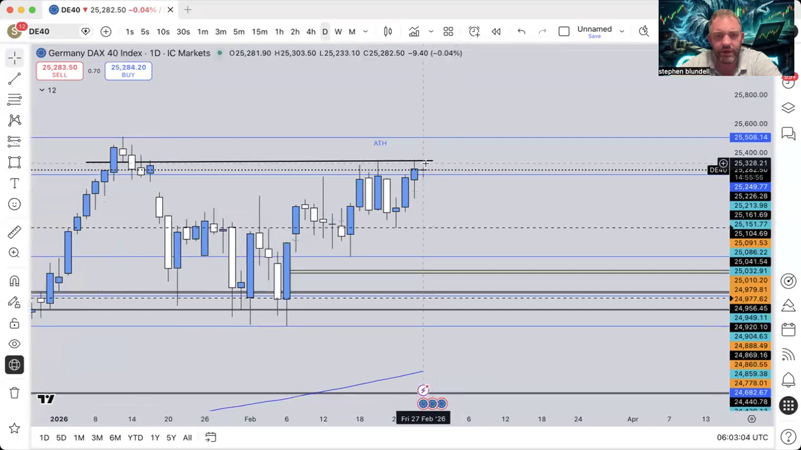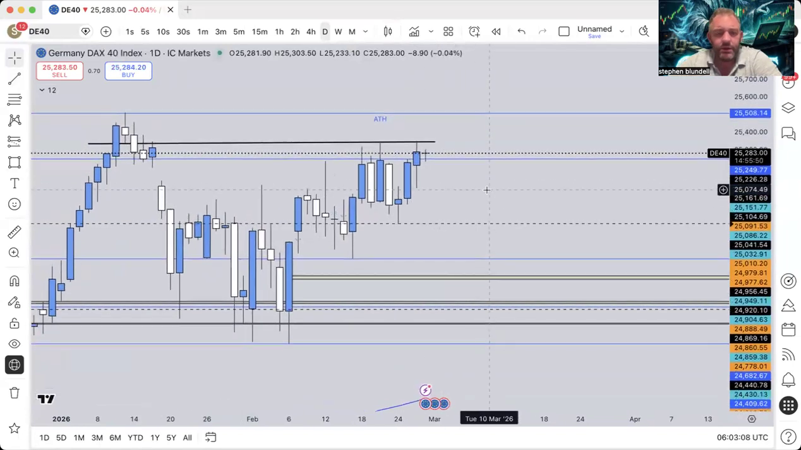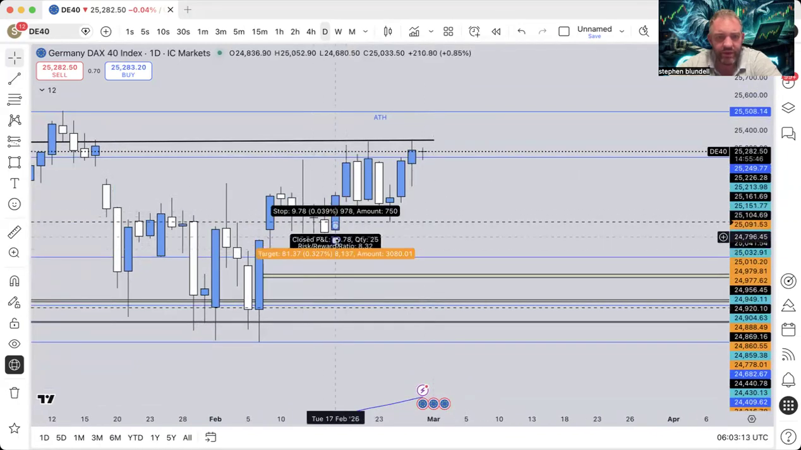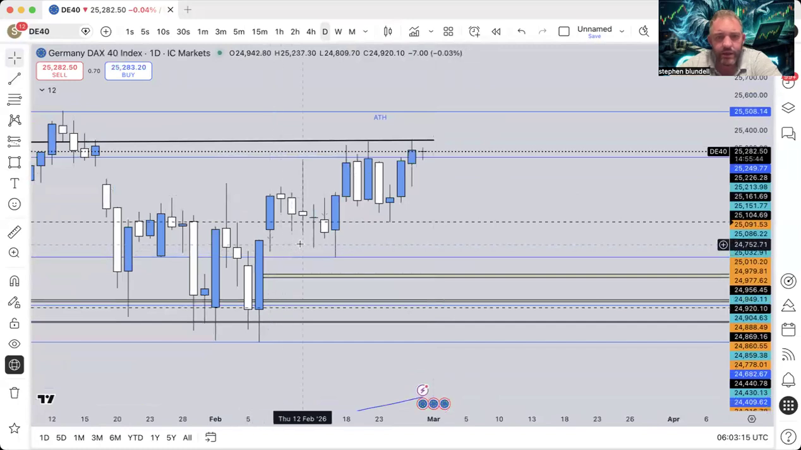Okay, so realistically, we need to break this. Obviously, if we want to stay bullish. Obviously, it is so bullish right now. Obviously, look, we've had a sweep with this candle here.